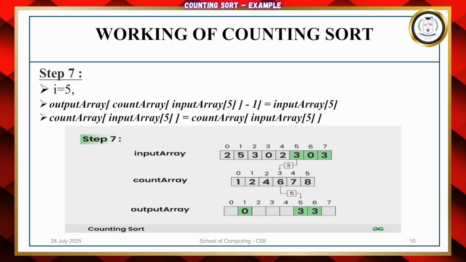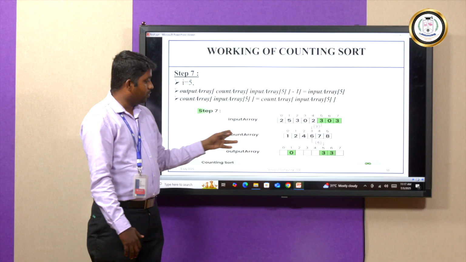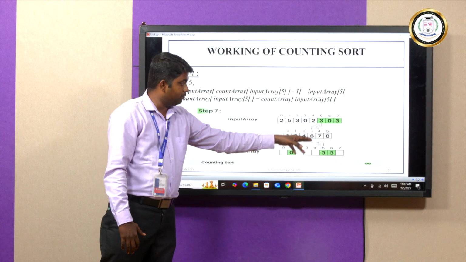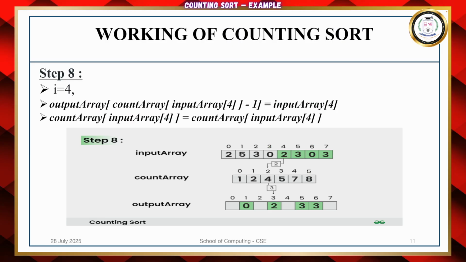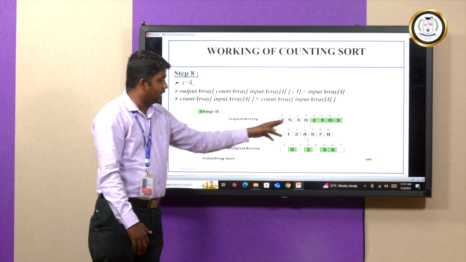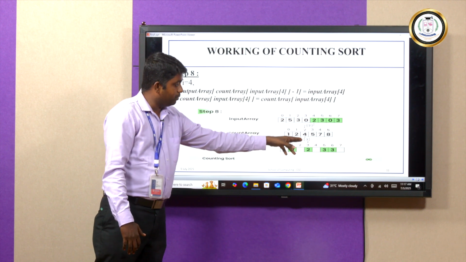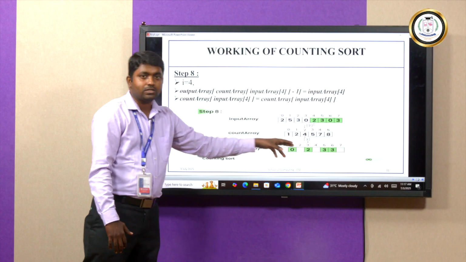Next, we go to I equal to 5. In the input array, the fifth element is 3. In the count array, the third position has 6. So 6 minus 1 is 5, and in the fifth position we place the 3. Next step, I equal to 4. In the input array, the fourth element is 2. In the count array, the second position has 4, so 4 minus 1 is 3. In the third position, we place 2.